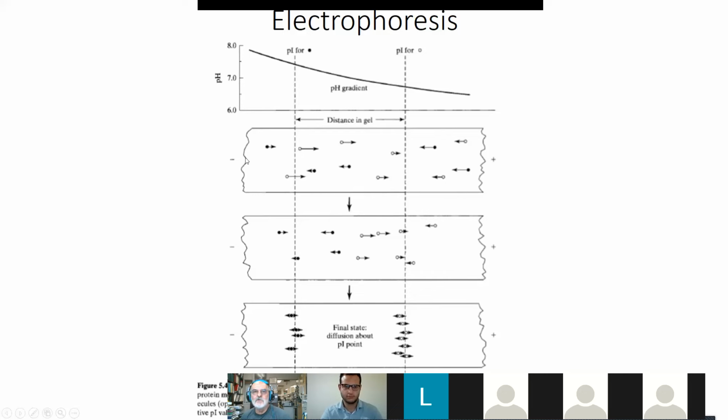Okay, and so this is sort of depicting how different molecules across the gel would migrate in different dimensions, and over time it would eventually line up at its isoelectric point with some kind of width to the peak.